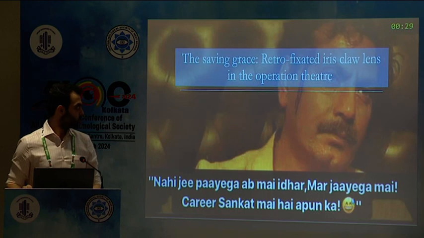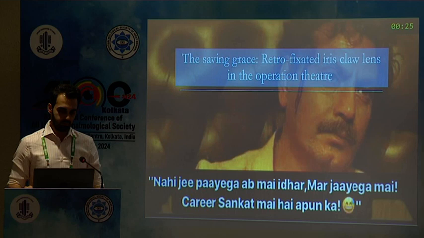So this is where the retrofixated iris claw lens comes in. It's the saving grace. The background of the slide represents what every resident is thinking as soon as they have a posterior capsular rent in the operation theatre. Our biggest fear, aphakia.